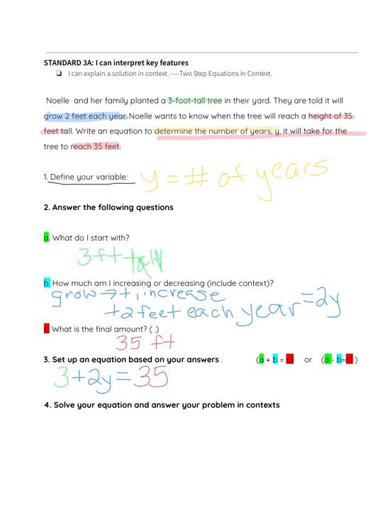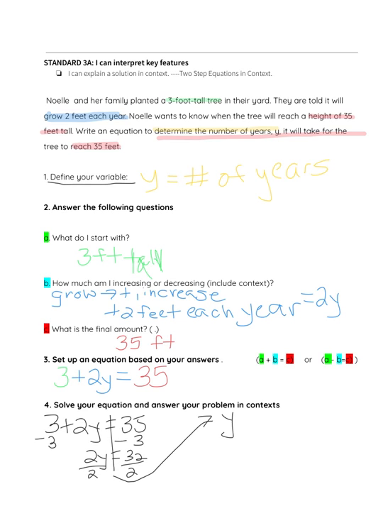35. My last step now is to solve my problem. I'm just going to write it down here in black because it's faster. 3 plus 2y is equal to 35. It's a simple two-step equation. I'm going to subtract 3, subtract 3. I'm left with 2y is equal to 32. Now I need to divide both sides by 2. And when I do that, my answer is y is equal to 16.